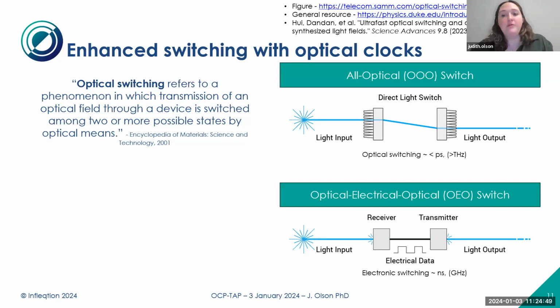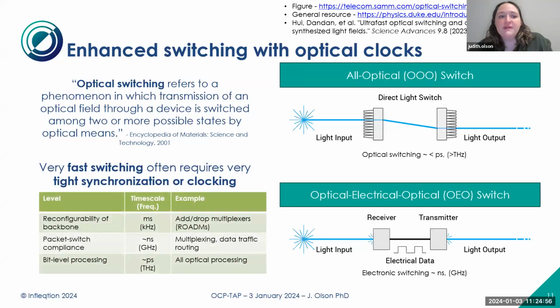So we're talking here now, picosecond timescales or terahertz type processing speeds. As you're able to switch faster, you often then need better timing for it. So the most strenuous things are going to be at the bit level processing. This is going to be the all optical processing, all optical switching that can be used. But the other levels of communication also need really good timing.